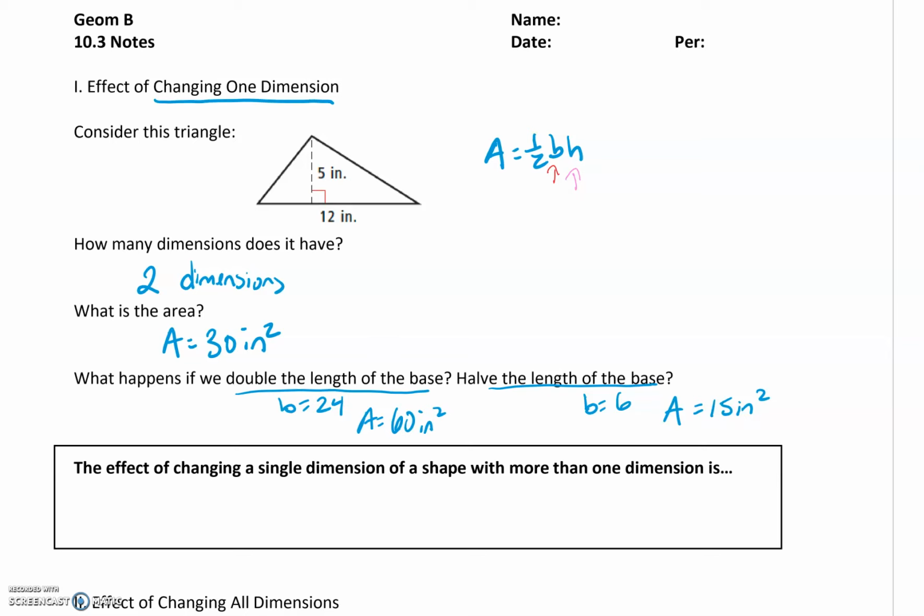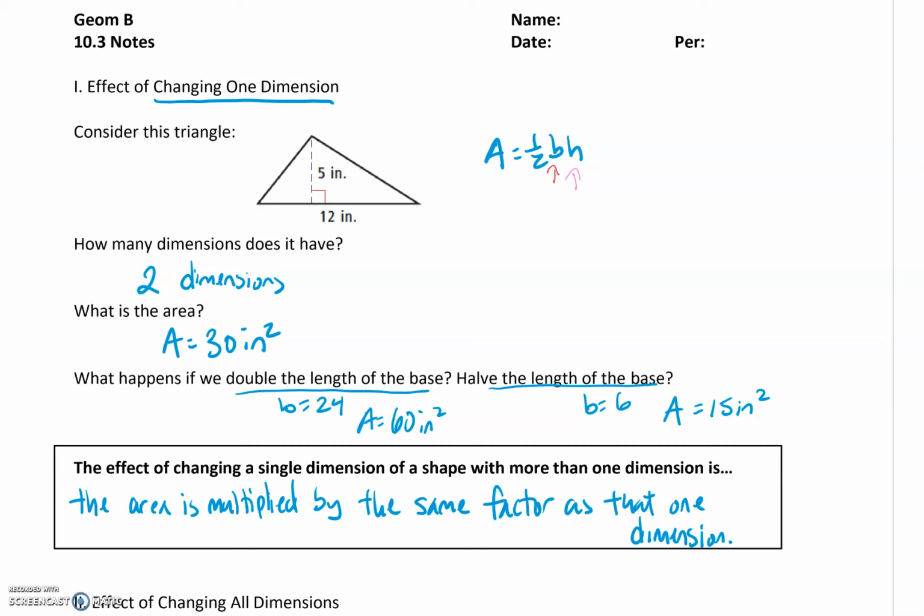So what's cool about this is if we have more than one dimension to our shape and we change one of those 2 dimensions, the area is going to change by the same factor as that one single dimension. The area is multiplied by the same factor as that same one dimension. So with our triangle situation, I doubled the base, which is times 2, so I doubled the area, 30 times 2. Then I halved the base, so I did area times 1/2 to get that 15. So this is a shortcut that works if we are just looking for the change in area. So that's a relationship that we want to be aware of.